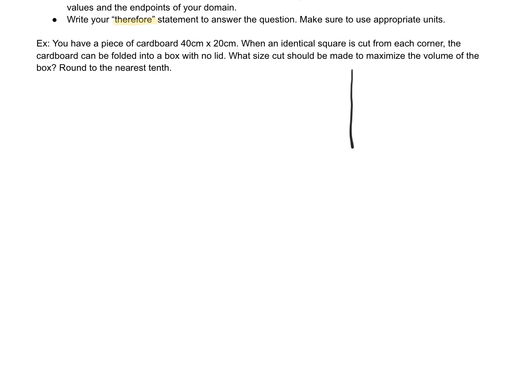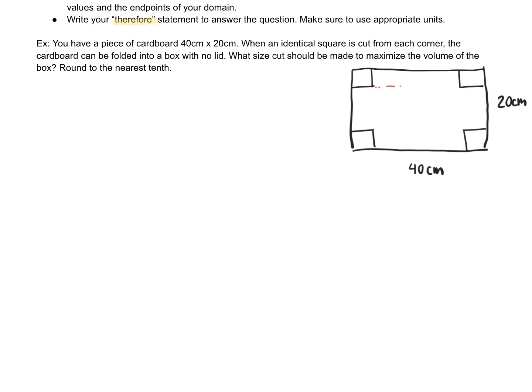So I have a piece of cardboard, 40 centimeters by 20 centimeters. And there are cuts that are going to be made in each corner. And when I make these cuts, I'm going to fold on the dotted line so that in the middle, that's going to be the base of my box. And then these pieces are going to be gone. So each of the remaining rectangles are going to be the sides of this box. Now this box will not have a lid on it.